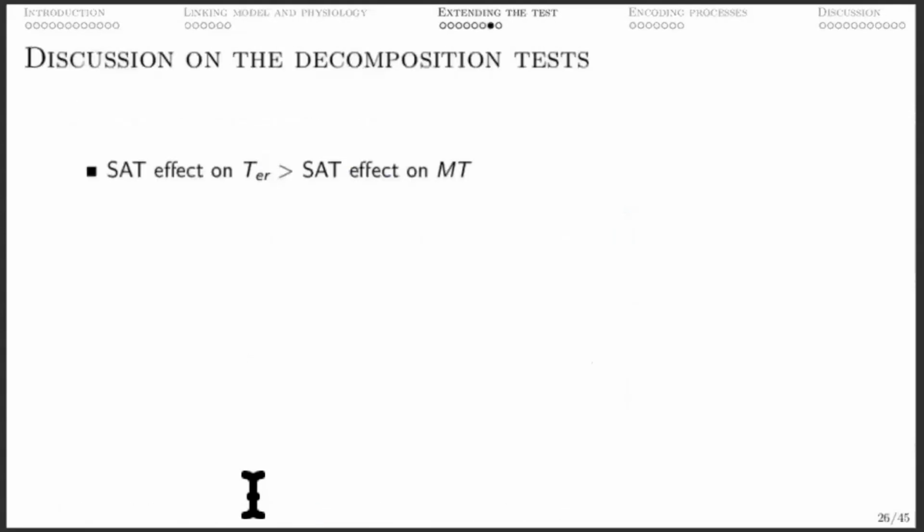So again, a discussion. We see first that the speed accuracy trade-off effect we found on the non-decision process estimated by the model is higher than the one we see on the motor time. This could mean simply that processes that are sensitive to speed accuracy trade-off are still contained in the non-decision time, even if we remove the motor time. So it could be that the encoding processes are sensitive to speed accuracy trade-off, and we're going to test that in the next section. We also observed this time the reverse: the effect of force is higher on the motor time than it is on the estimates made by the model.